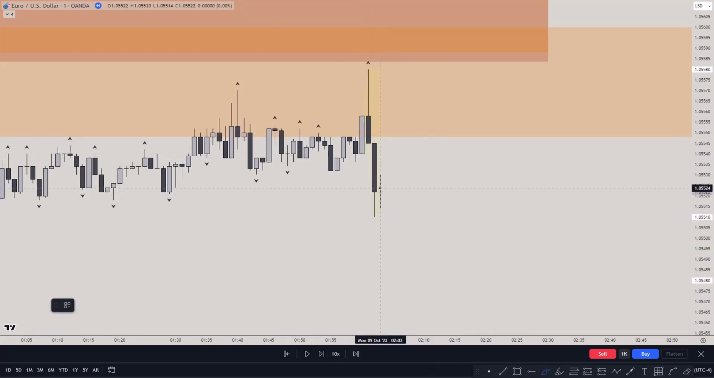But I really look for inducement on the way if I want a high probability trade. And this is the thing that I do. I use market structure, liquidity sweep, and inducement. This is my main thing. Now, why not entering from here?